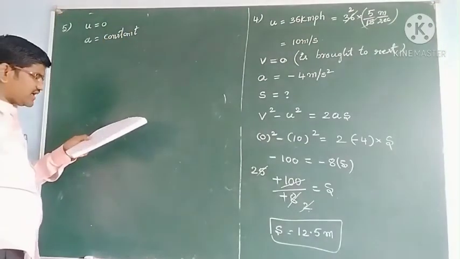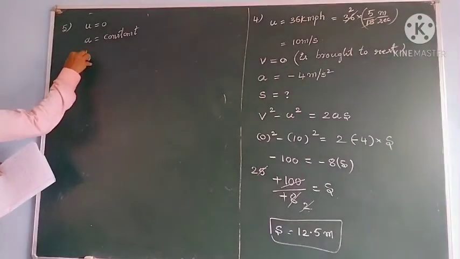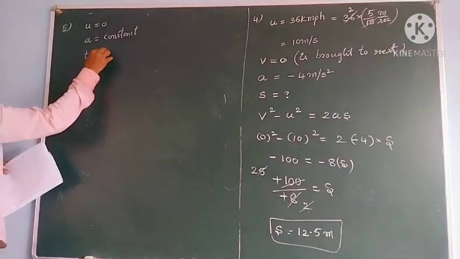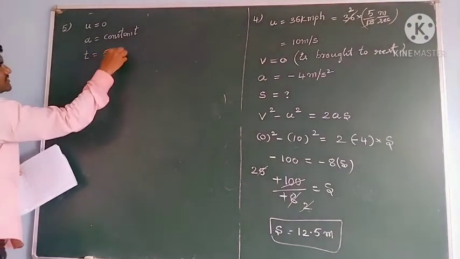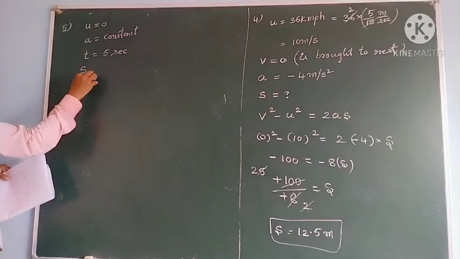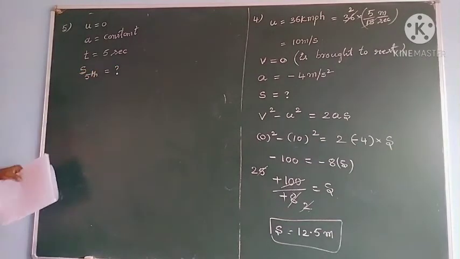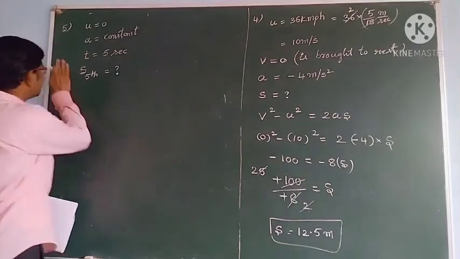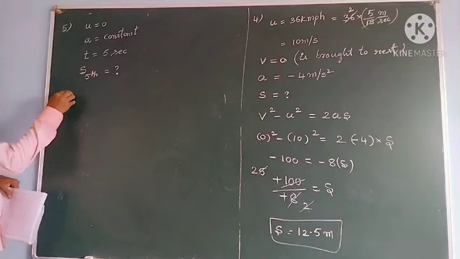The distance travelled in the 5th second of its motion. So we have to find, time is given 5. So 5 seconds, 5th second means 5 seconds, but we have to find the distance travelled. We have to find the distance travelled in the 5th second. So this is the question mark. Find the distance travelled in the 5th second is the question mark.